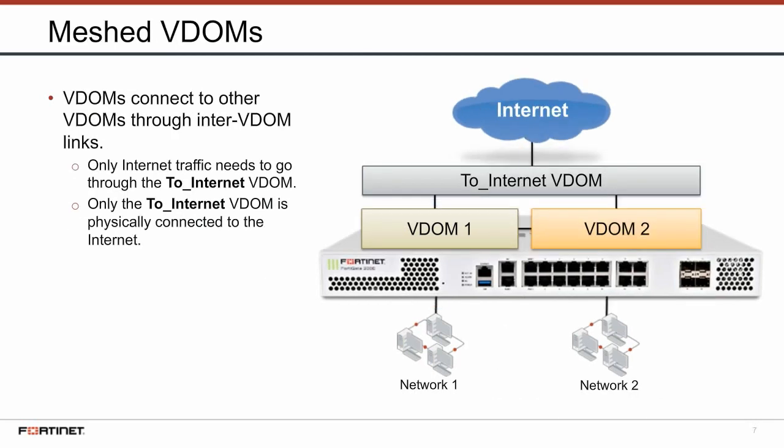In this example topology, traffic again flows through a single pipe in the /internet VDOM towards the internet. Traffic between VDOMs doesn't need to leave the FortiGate. However, now inter-VDOM traffic doesn't need to flow through the /internet VDOM. Inter-VDOM links between VDOMs allow more direct communication. Similar to the previous example topology, inspection can be done by either the /internet or originating VDOM, depending on your requirements.